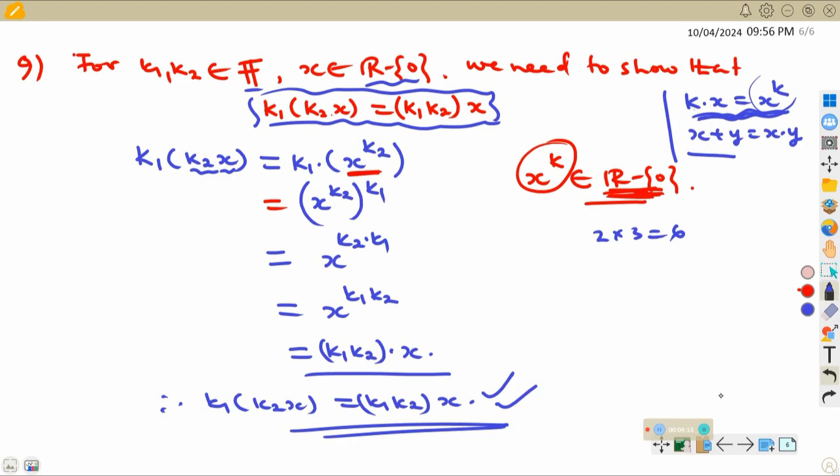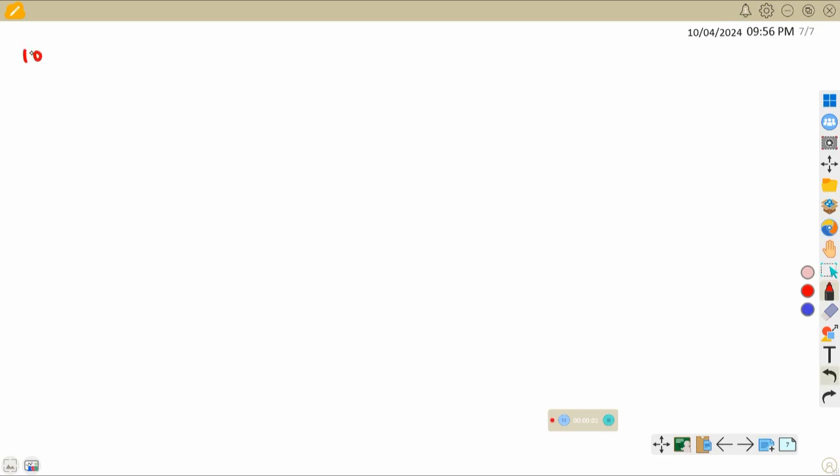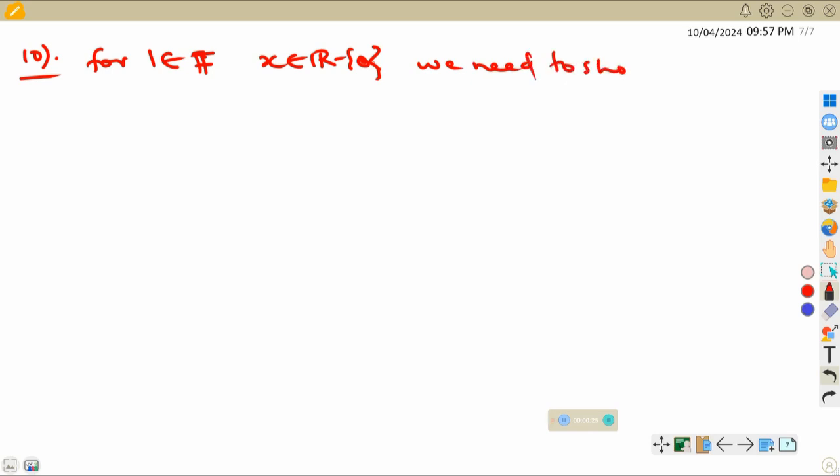So lastly, let us look at the last axiom, axiom number 10. For axiom number 10, it says for 1 picked from a set of scalars, F, and x picked from the given set, then we need to show that when you get 1 times x, it will be same as x, which is actually same as x times 1. So you need to prove that 1 times x will give you x.